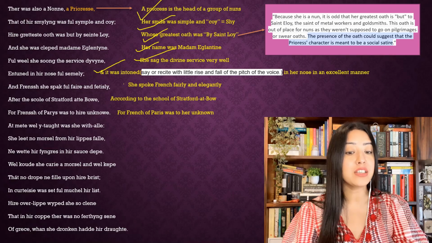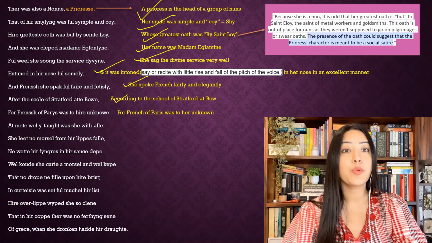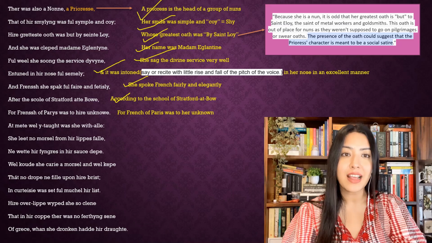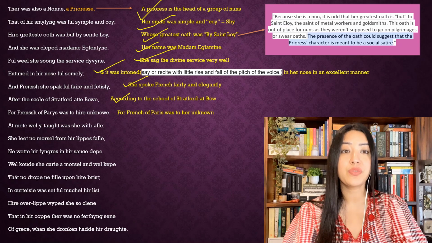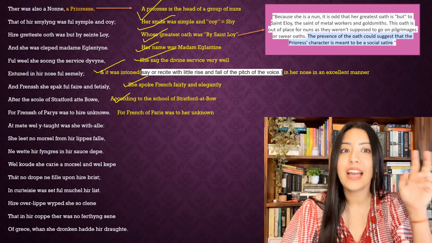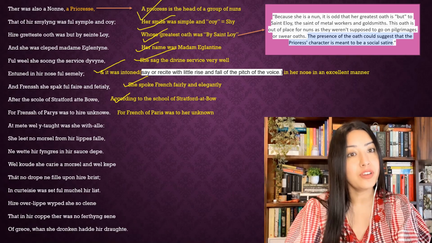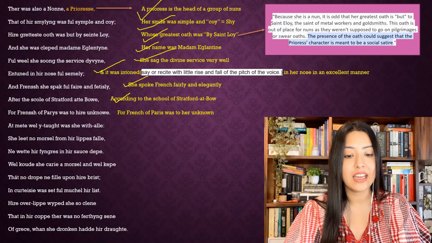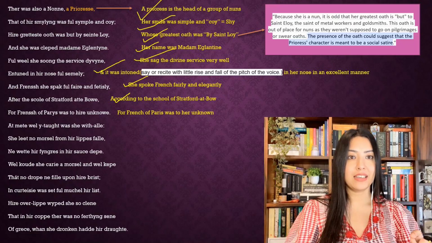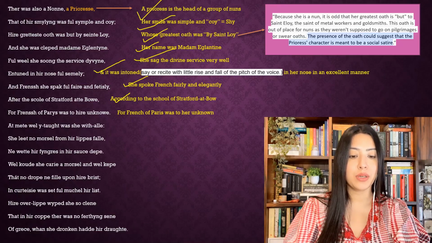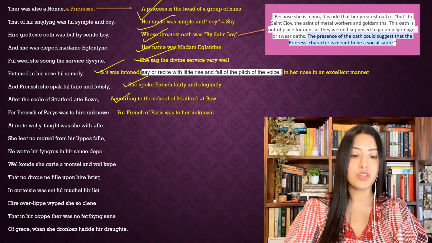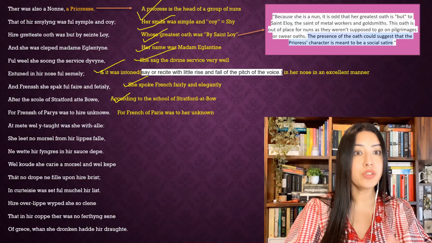So, she spoke French fairly and elegantly, which is the last thing you would expect her to know. Remember, I told you during Chaucer's time, English was spoken by the commoners, and the official language was French and Latin. The higher classes spoke French and Latin. So, like the higher classes of people, she knew French. She spoke French fairly and elegantly according to the school of Stratford at Bow. So it's like she picked up French like that. She picked up the dialect of French, which was from the Stratford at Bow, right? According to the school of Stratford at Bow, there are two types of French. So one is according to the school of Stratford at Bow. She picked that up.